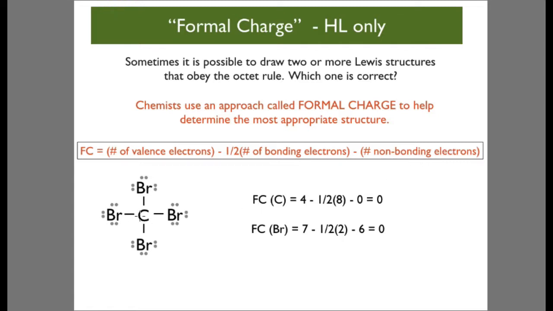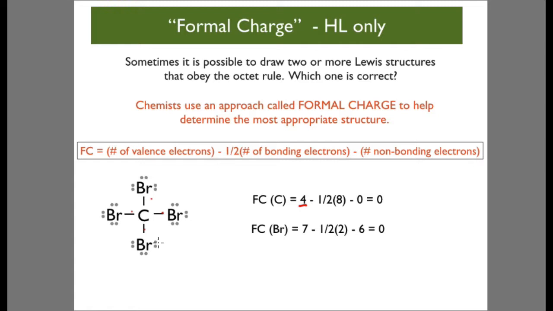The formal charge on carbon has a number of valence electrons of 4. Half the number of bonding electrons, 1, 2, 3, 4. So it's going to have 8 because there's 2 in each. So half multiplied by 8. Number of non-bonding electrons, it has no non-bonding electrons, so 0. And this comes to 0.